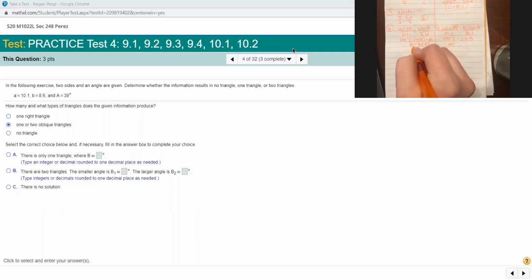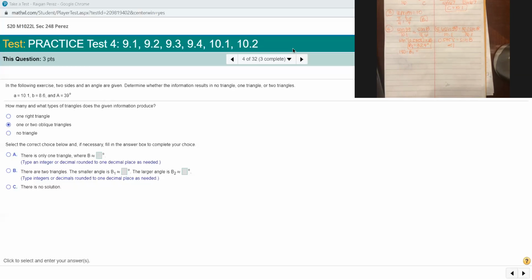So for sure B1 is this, no matter what. To find out if we have 2, you do 180 minus B1.